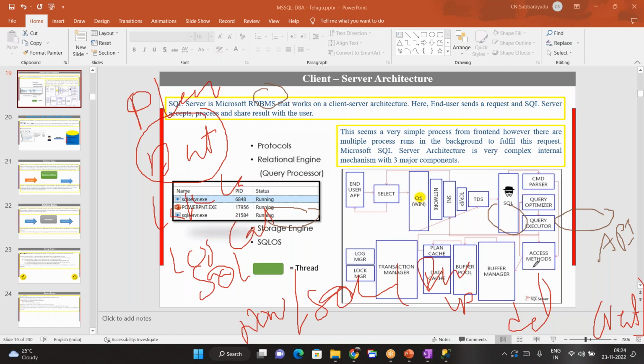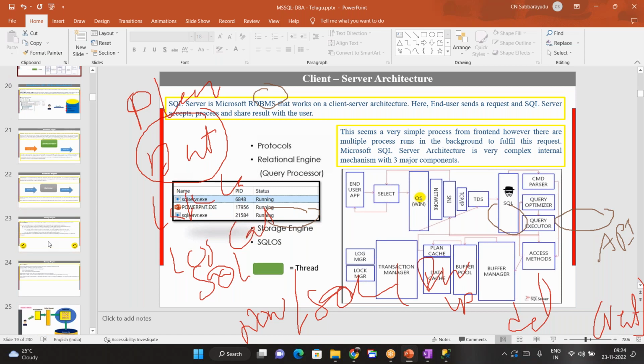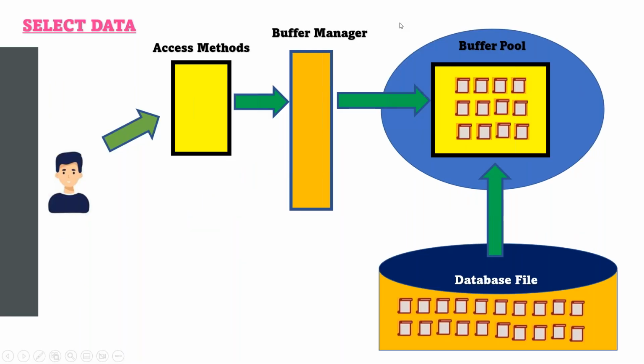So your access method will send a request to the buffer manager. In the buffer manager, we have the buffer pools. In the buffer pool, we have the plan cache, data cache, and log cache. If I show you the image: the access method sends a request to the buffer manager, and the buffer manager requests the buffer pool. In the buffer pool, the main one is the data cache. First it will verify whether data is available in the data cache for this select statement.